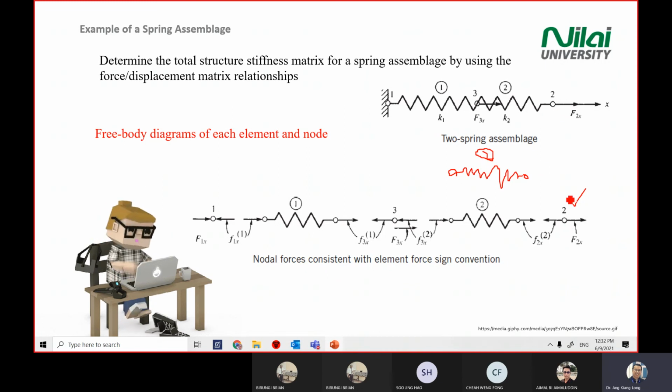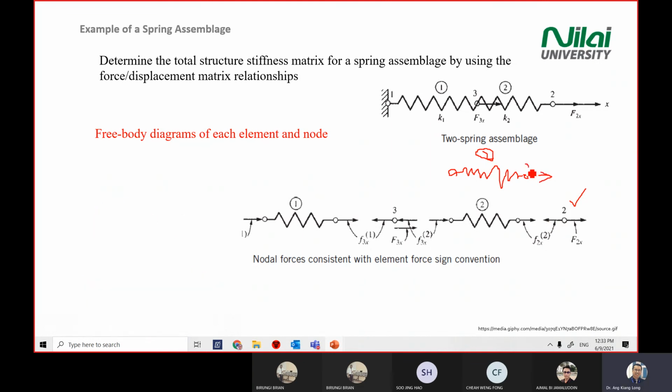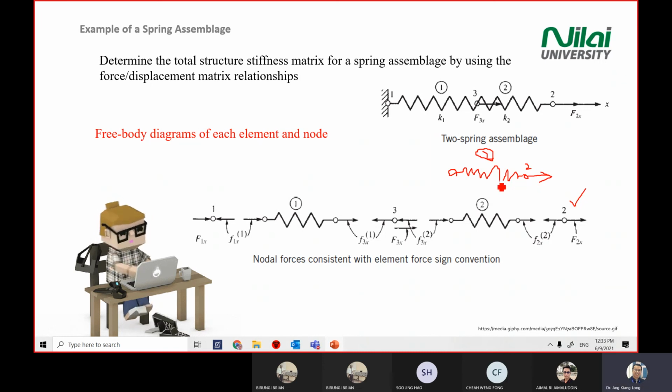So for element 2, point number 2 gives you this direction. So this point must counter this force. For element 2, the force on the right-hand side will go this way to counter the force that you drew just now. Now this force is at point number 2. Because you're looking at this element, that's why we denote this force with small f, f2x, in this direction.